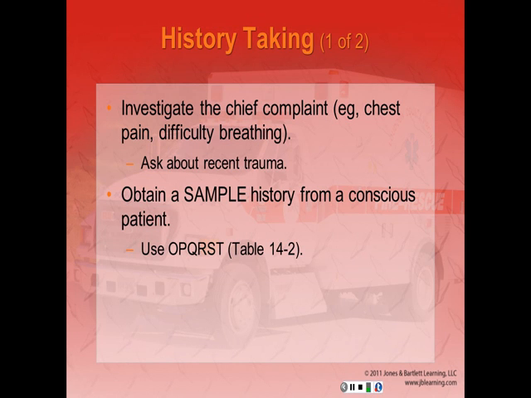Obtain a SAMPLE history from the conscious patient. Use your OPQRST mnemonic. As you can see in Table 14-2, this is helpful. Has the patient ever had a heart attack? Has the patient been told that he or she has heart problems? Do they have a history of angina, heart failure, or heart valve disease? Do they have high blood pressure or an aneurysm?